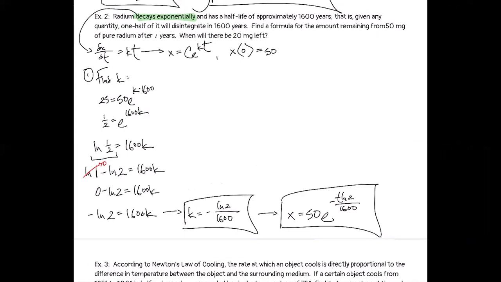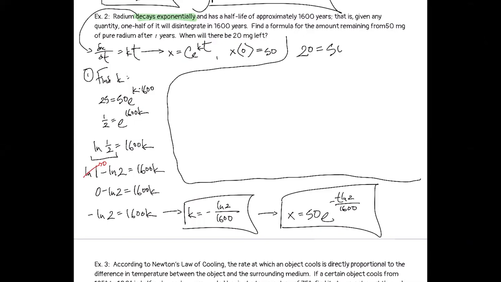All right, so let's find out when there's going to be 20 milligrams left. So there will be 20 milligrams left. That means x is going to be 20. So I'll have 20 equals that equation that I just wrote.